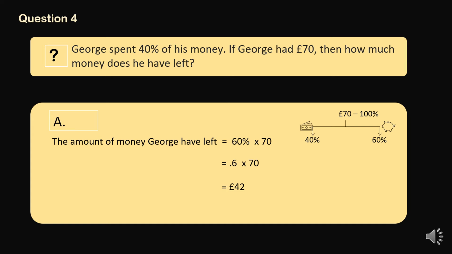You should know that 60% equals 0.6. This means 0.6 times 70, which equals £42. This means George saved £42.